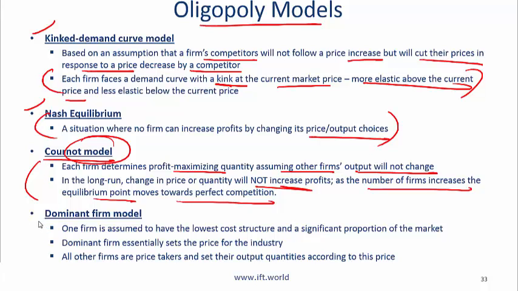And then we have the dominant firm model. One firm is assumed to have the lowest cost structure and a significant proportion of the market. The dominant firm essentially sets the price for the industry. All other firms are price takers and set their output quantities according to this price.